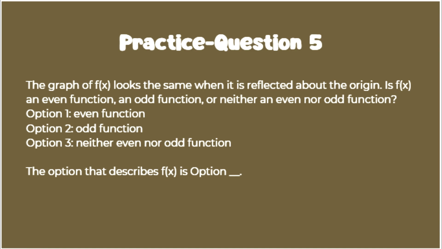Okay, here's practice question number 5. The graph of f of x looks the same when it is reflected about the origin. Is f of x an even function, an odd function, or neither an even nor an odd function? This is speed round. Decide! It's an odd function. If it looks the same, if all the points line up, then it's an odd function.